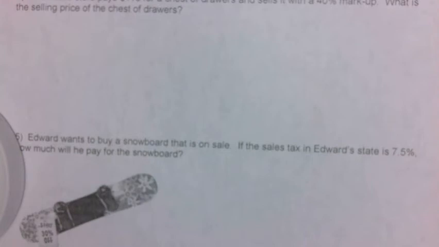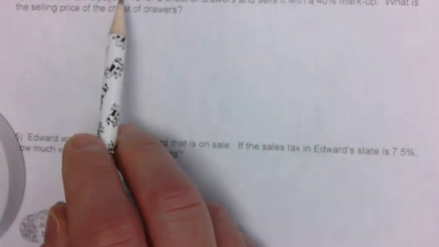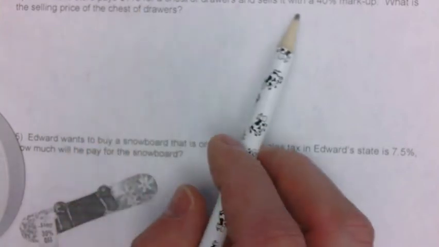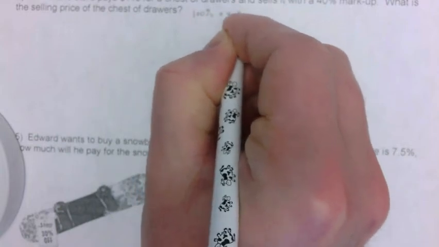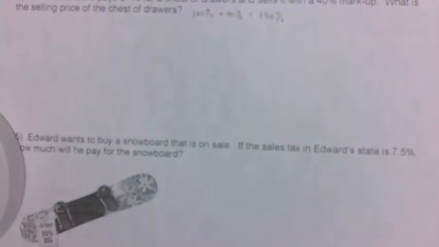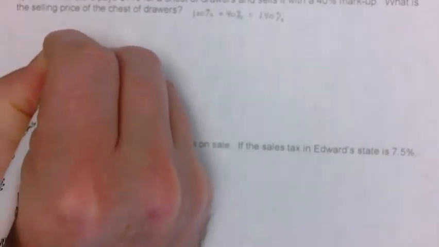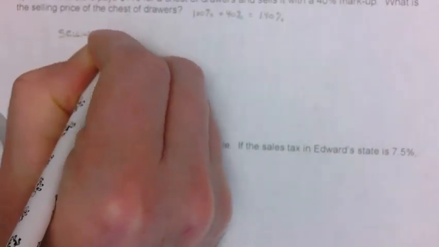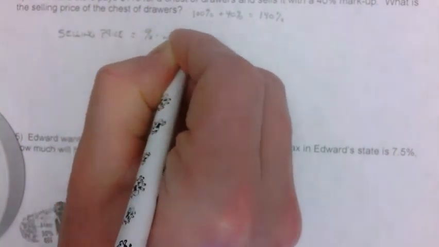in just one step. Remember, we have to pay all of this price, which is 100%, plus an extra 40% with the markup. 100% plus 40% means that the selling price is going to be 140% of the wholesale price. So let's do this calculation in just one step. The selling price is going to equal a percentage of the wholesale price.